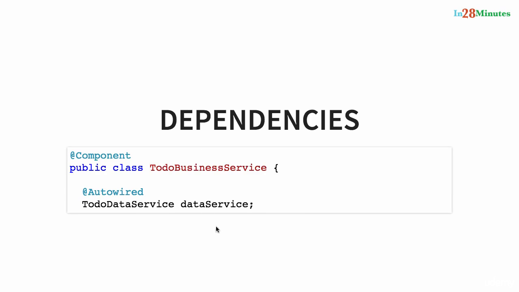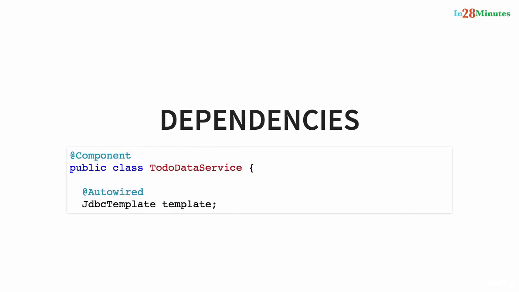If you look at this example, to-do business service needs to get the data from the database. How does it get data from the database? Will it directly call the database? No, it's in the business layer. It needs to talk to the data layer. That is to-do data service. So the to-do data service is a dependency of to-do business service.